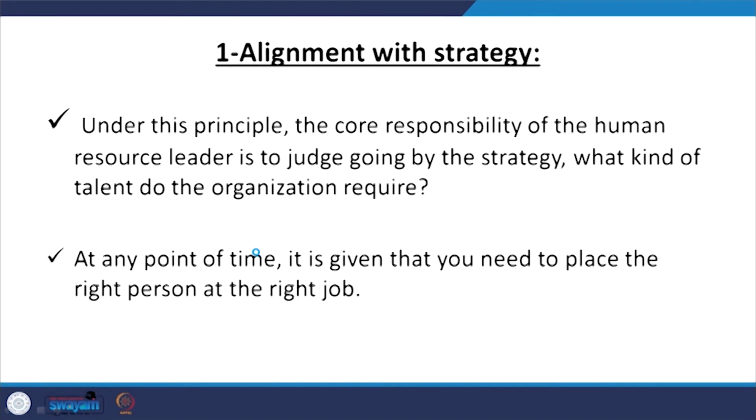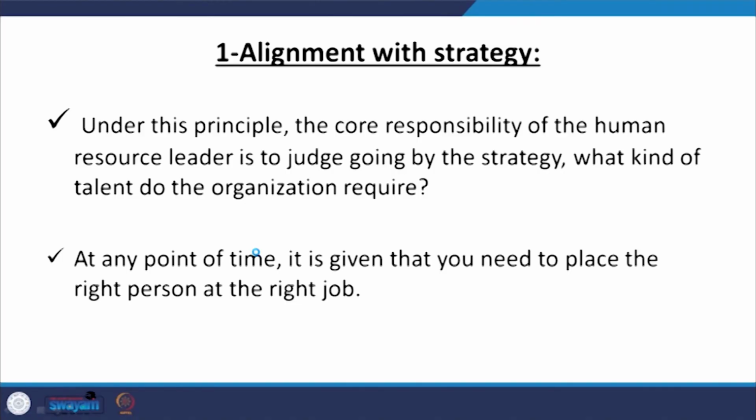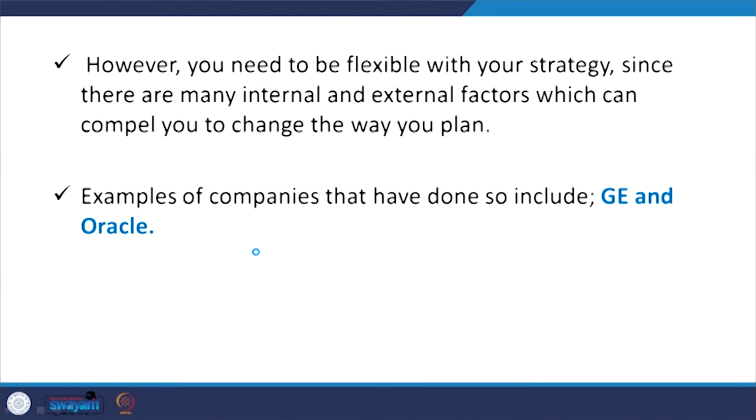Now, under this principle, the core responsibility of the human resource leader is to judge, going by the strategy, what kind of talent the organization requires. So now how to make the alignment? What type of people do you require, that you have to see. Do you want them for the long term, or for the short term? Do you want them for a project or for a regular job? At any point of time, you need to place the right person at the right job. That is the basic principle of management.